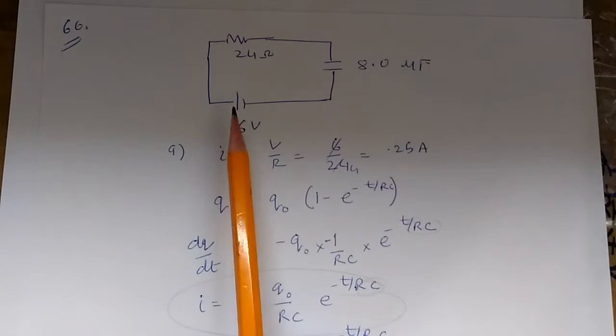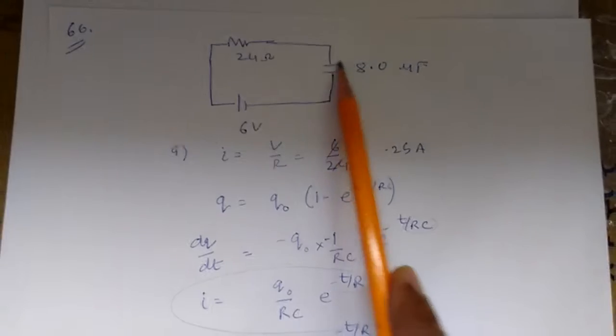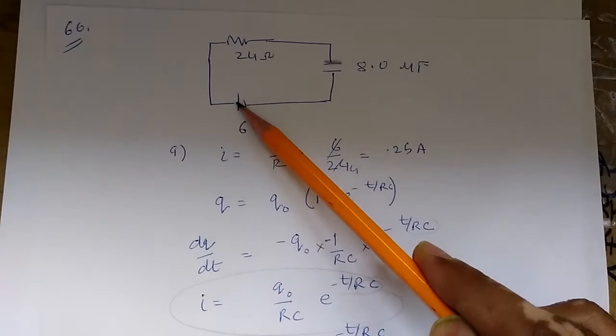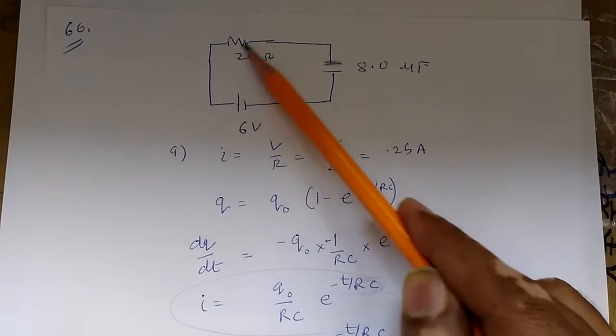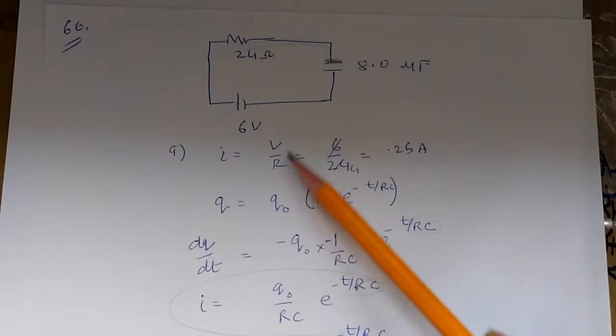Now let's see what happens just when we switch on the current. The capacitor is not charged, so the voltage across it at this point is 0. Right after the switch connection is made, the full current starts flowing, and that current is given by V by R, simply V by R.